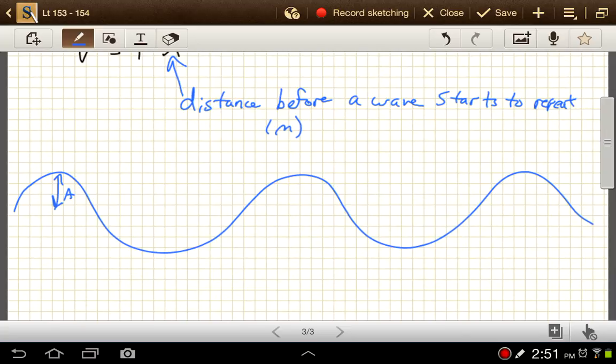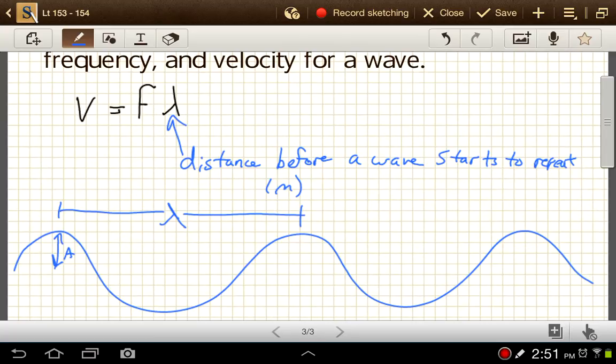So if I start, say, right here at a high point, our wave repeats after we go all the way down to a low point and then come all the way back up to a high point. And then this section is exactly the same as this section was. So our wavelength is going to be like this. And then that'll be measured in meters. And it turns out that the speed is equal to the frequency times the wavelength.